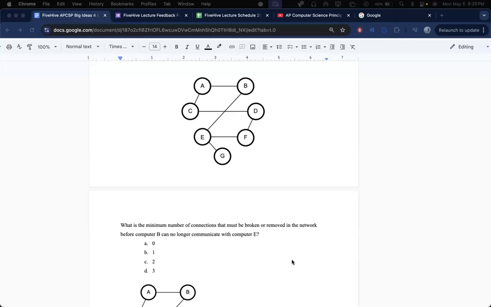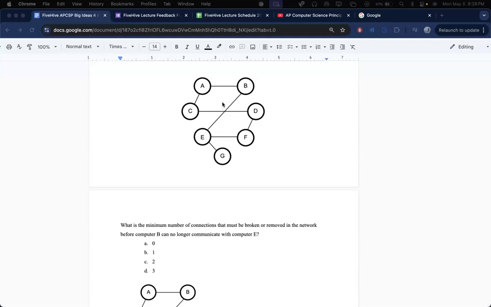All right, so it looks like C is our winner, but A and B also have some votes. So let's take a look at the question. We see that the question is asking about computer B and computer E, right? So that would be this computer and this computer here. So we can see that they do indeed have a path directly connecting them, right? So they are able to directly communicate.